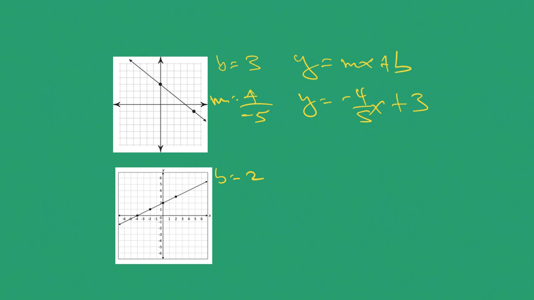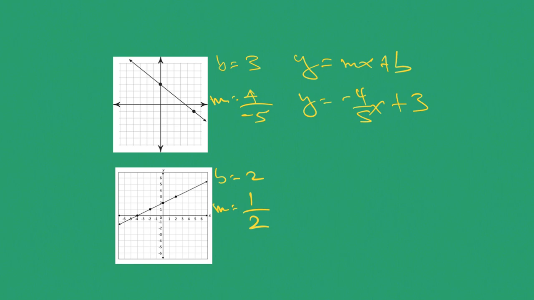Now, we only need to use 2 of these points. I'm going to use those two right there. So to go from this point to this point, I've got to rise how many? Up 1. Right how many? 1, 2. Right 2. Up 1, right 2.